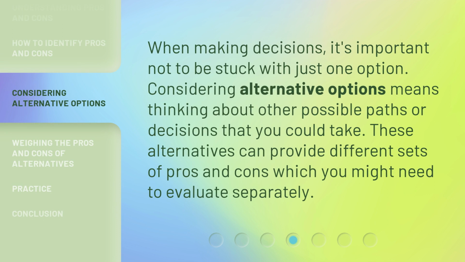When making decisions, it's important not to be stuck with just one option. Considering alternative options means thinking about other possible paths or decisions that you could take. These alternatives can provide different sets of pros and cons which you might need to evaluate separately.